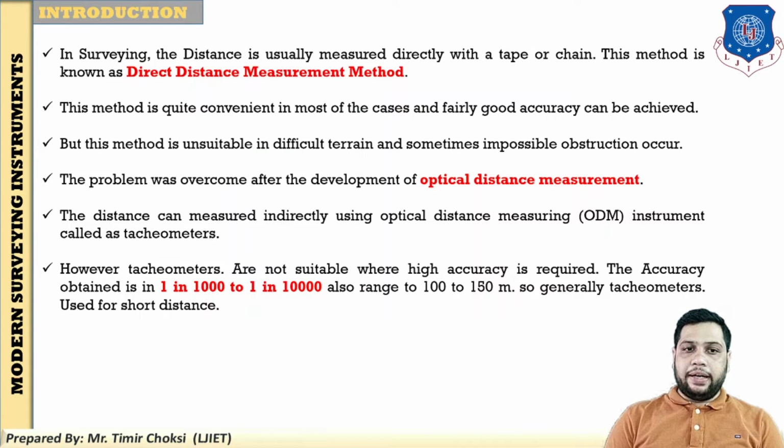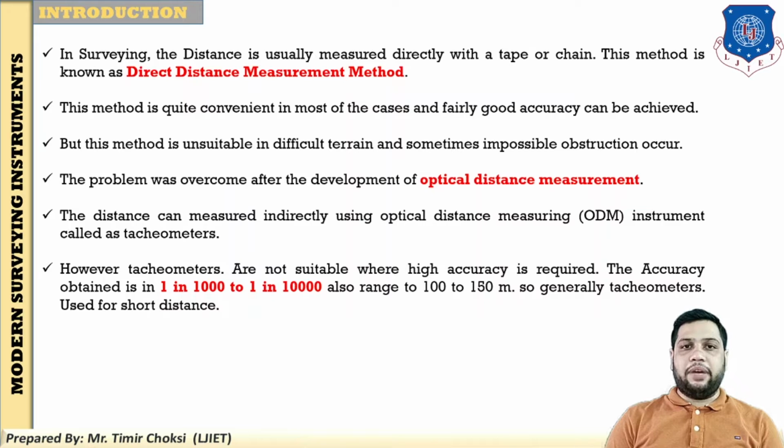Now, the direct distance measurement method is quite convenient in most cases and good accuracy can be achieved. But this method is unsuitable in difficult terrain and sometimes impossible if obstruction occurs. Where obstruction is more, it is impossible to take the distance measurement directly. So this is the limitation of this method. That problem was overcome after the development of optical distance measurement.